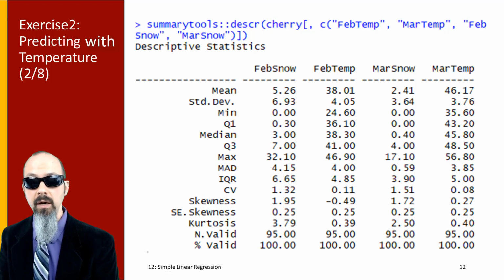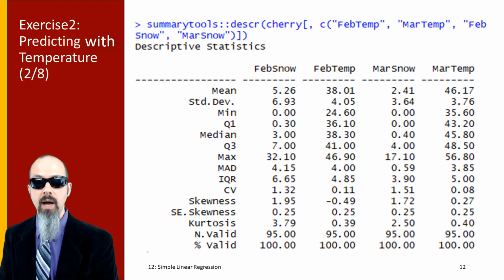that particular year. And so what we're looking at is anywhere from no snow in February or March up to 32 inches of snow in February and 17 inches of snow in March, with an average of just over 5.25 inches of snow and almost 2.5 inches of snow in February and March respectively.